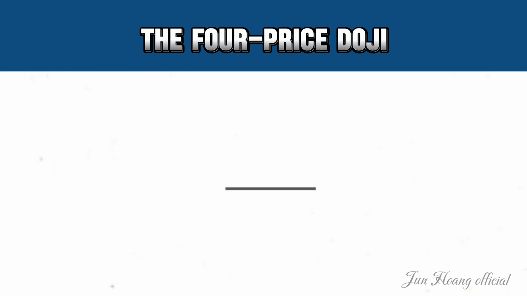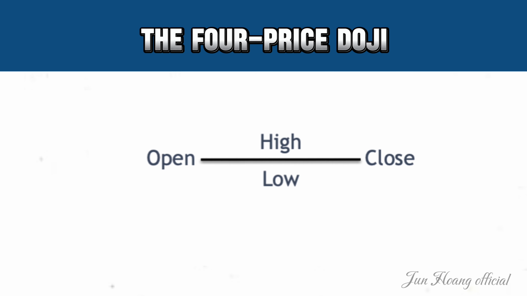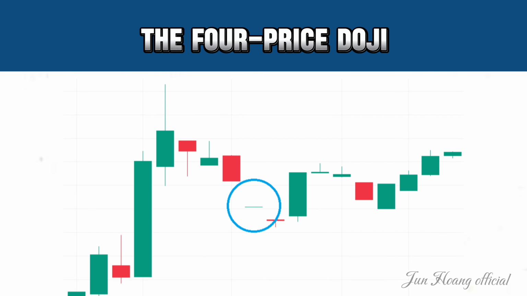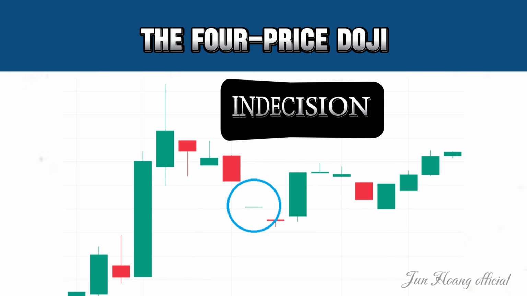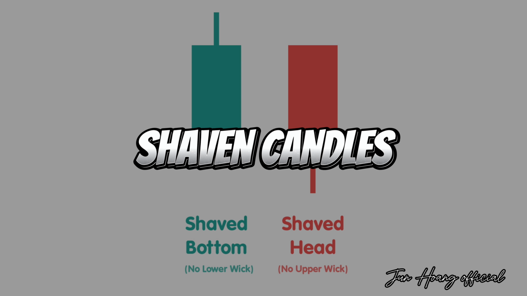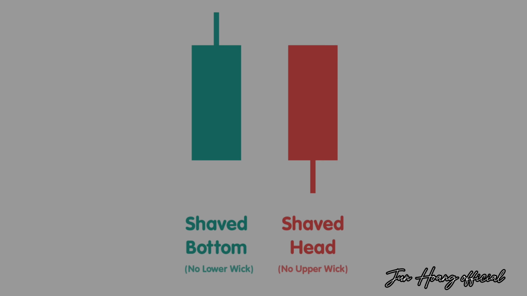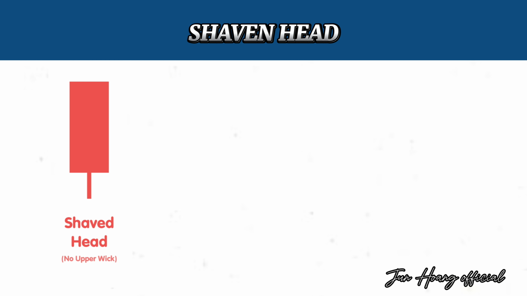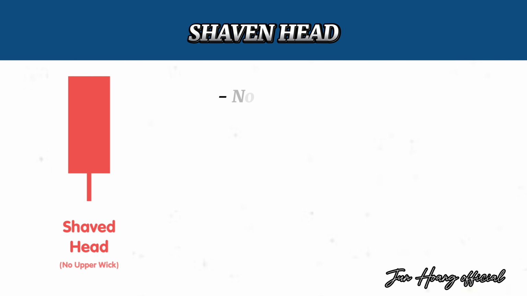Four-price DOJI. This is a rare type of DOJI where the open, high, low, and close prices are all equal, resulting in a horizontal line. It signifies extreme market indecision. Shaven candles, also known as shaven head or shaven bottom candles, are characterized by their lack of upper or lower shadows. Shaven head candle. This type of candlestick has no upper shadow.